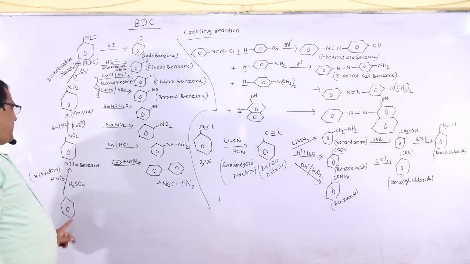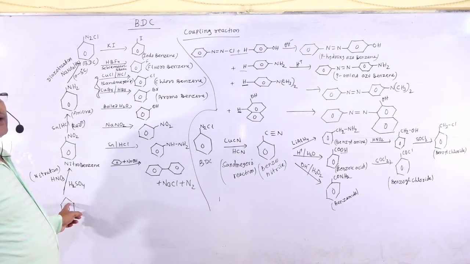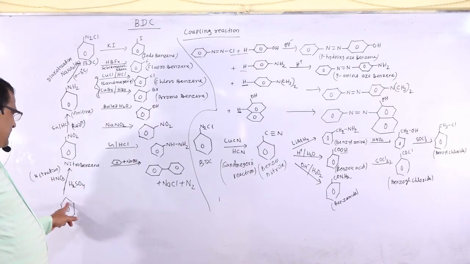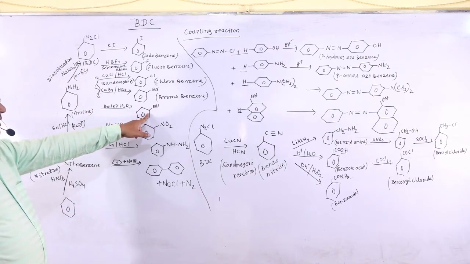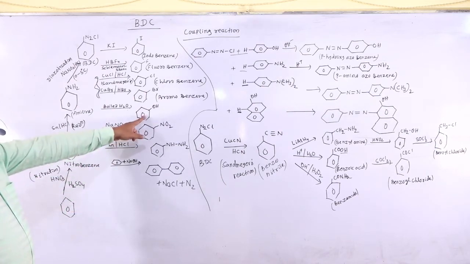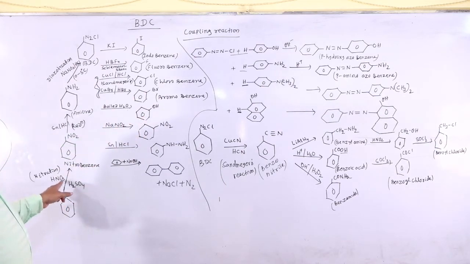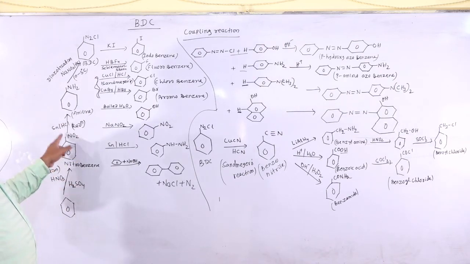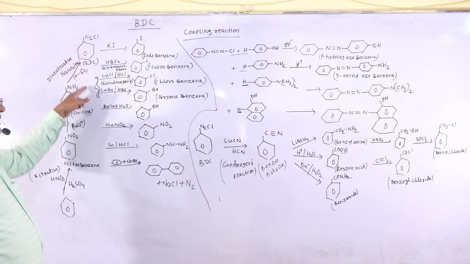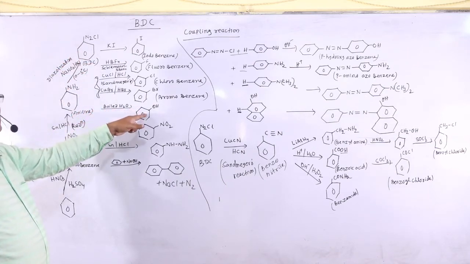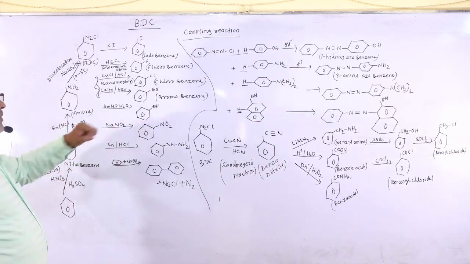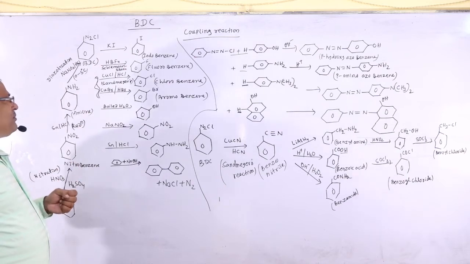If we start from benzene and have to reach phenol, how is it done? Benzene, with HNO3 and H2SO4, gives nitrobenzene. Tin and HCl give aniline. NaNO2 and HCl give BDC. BDC treated with boiled water forms phenol. So that is one type of conversion.